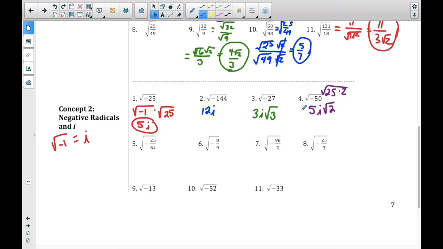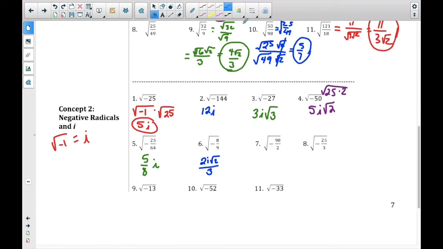Number 5 is a perfect square. It's a fraction, and it has a negative. Take a second. What do you think on number 5? Okay, for number 5, 5 over 8 times i. Or you could have 5i over 8. Number 6, again, we have to simplify it. And so 8 is 4 times 2, so that's 2i radical 2. And the bottom is just a 3. You could write it 2 radical 2 over 3 with an i next to it. But I'm going to leave mine like this.